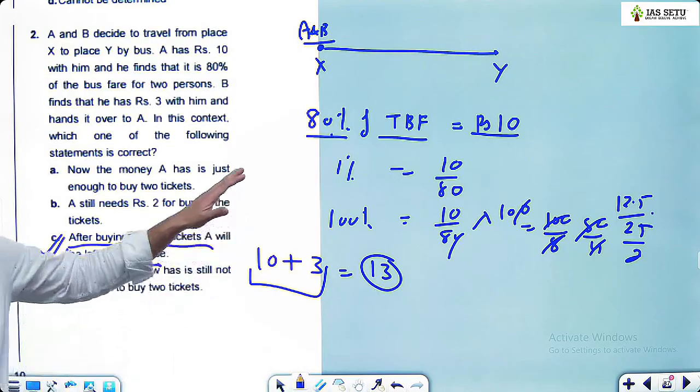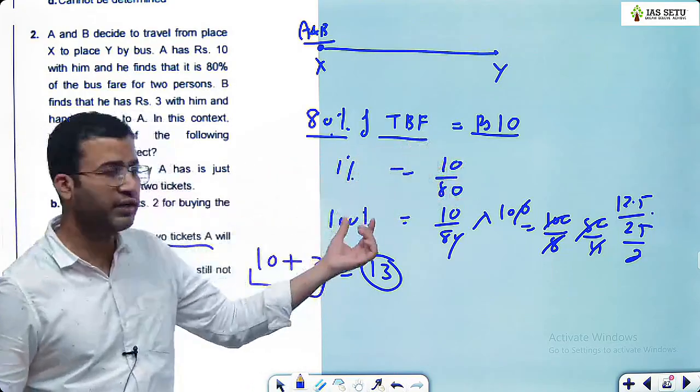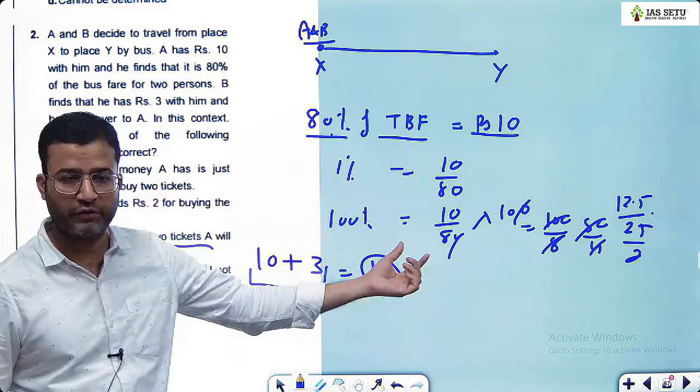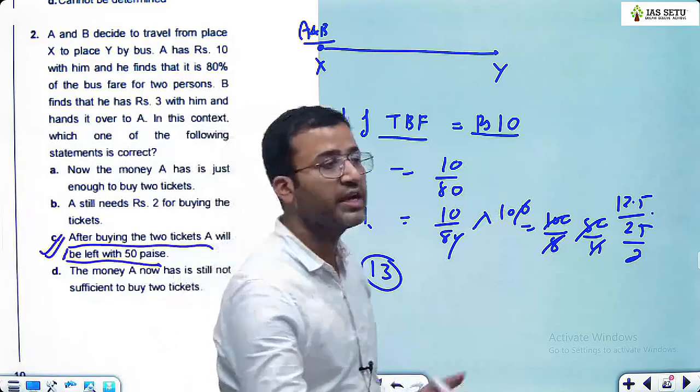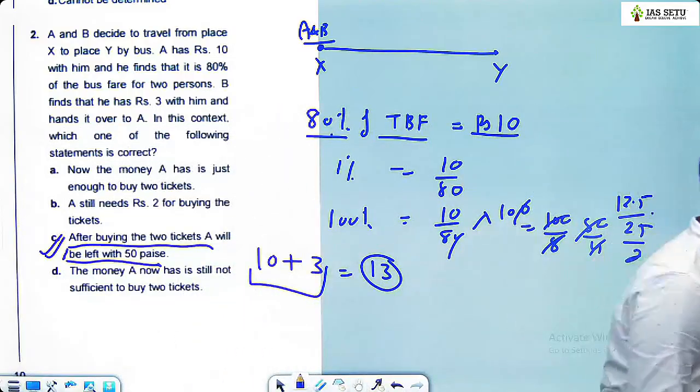It is given 80% of bus fare is 10 rupees. We can find total bus fare जो कि 12 rupees 50 paisa आएगा. They have 13, they need 12.5. How much extra they have? 50 paisa, that is the answer.